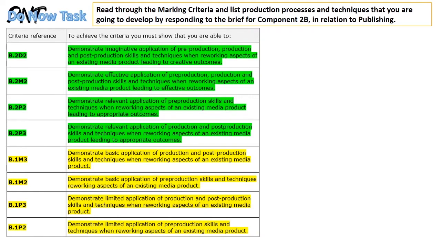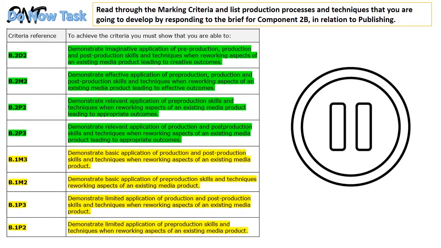So, as a bit of a do now task, I want you to look at the marking criteria for component 2B in relation to publishing, and think of the skills, the production process and the pre-production process that you will have to document. List the production processes and the techniques that you are going to have to develop in this process. Give yourself a couple of minutes, pause the video, carry out the task, and we'll go through it in a minute.